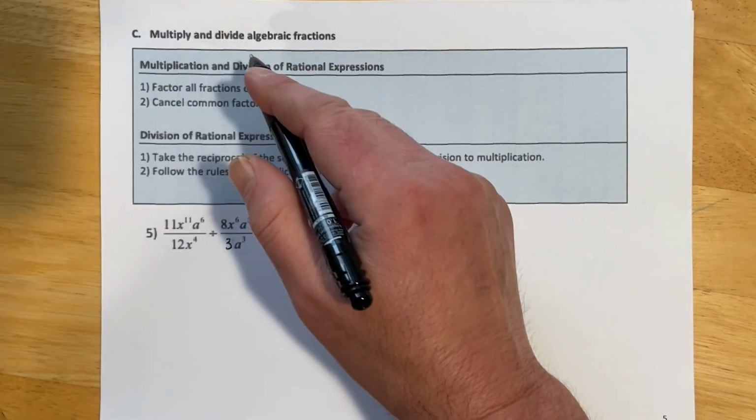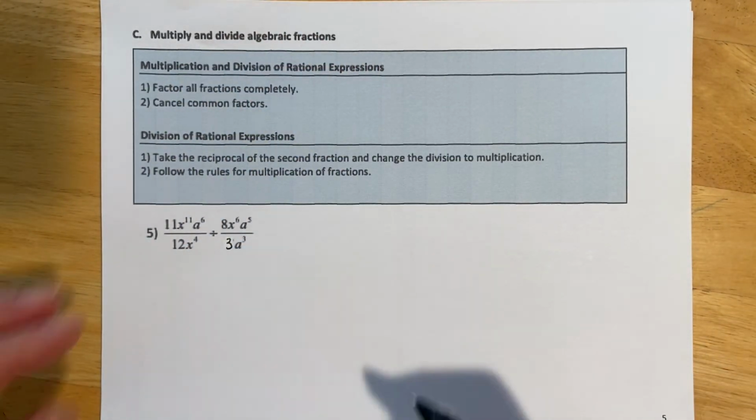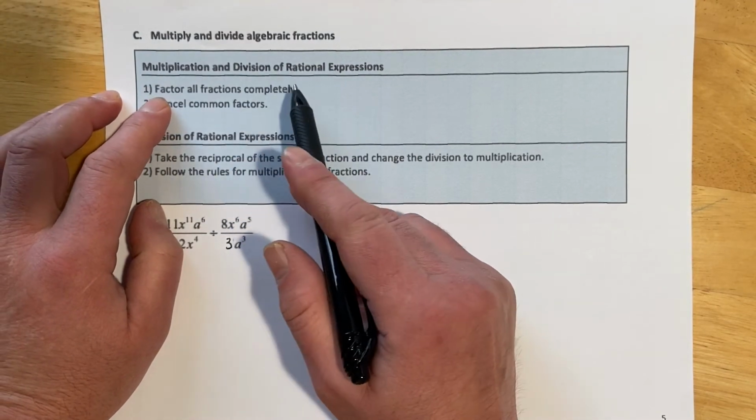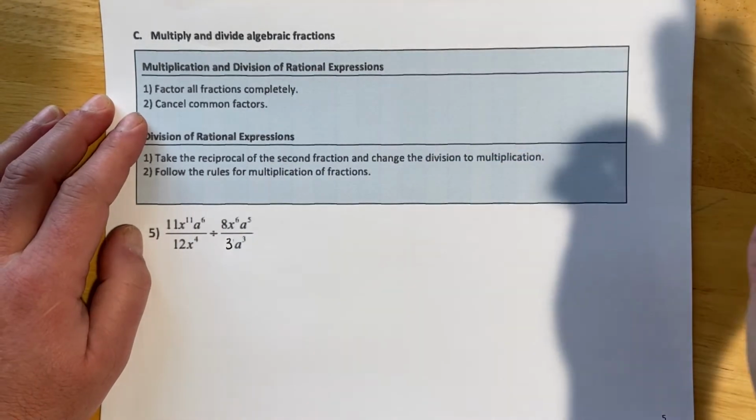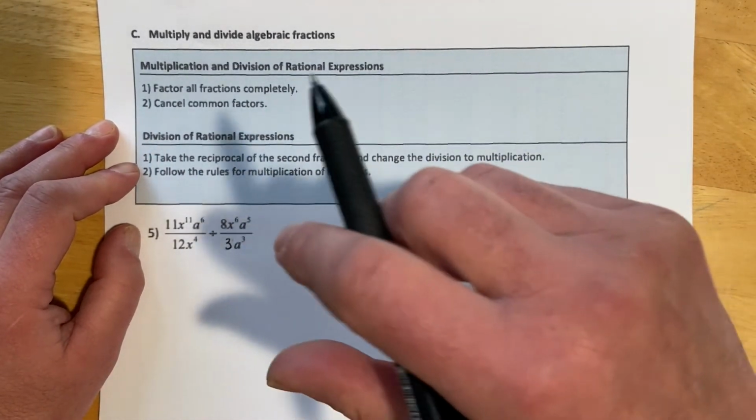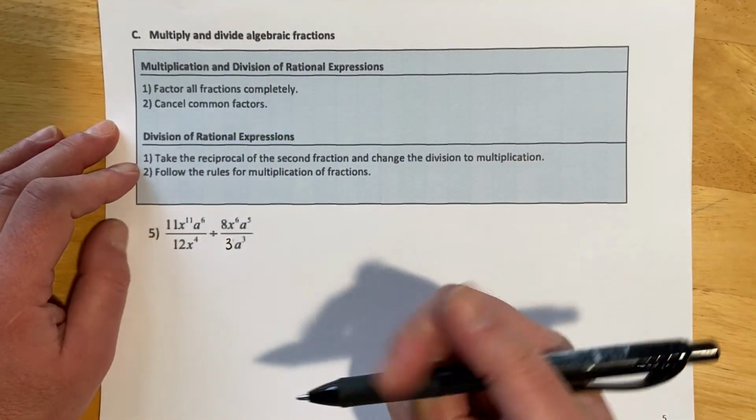Okay, so then multiplication and division with algebraic fractions, it's the exact same thing we just looked at with numbers. For multiplication, we're going to factor all the fractions completely and then cancel the common factors. And division, same thing, we'll just do the reciprocal of the second term and then multiply.